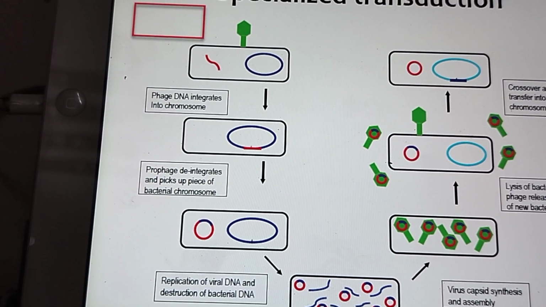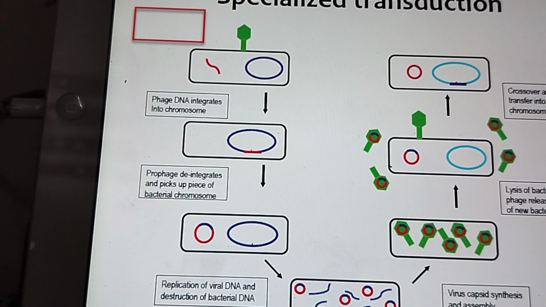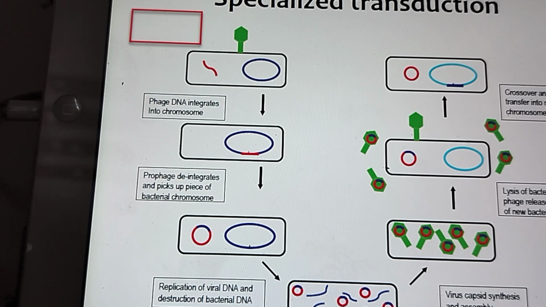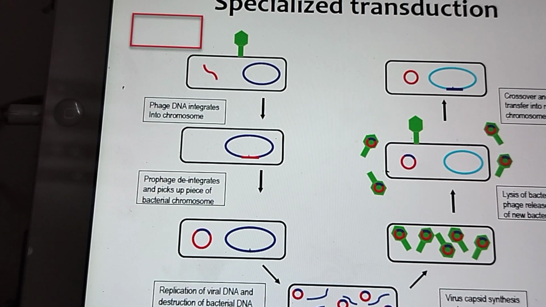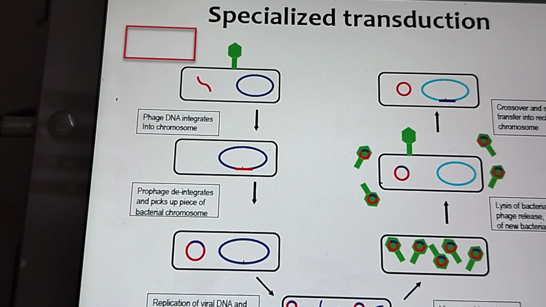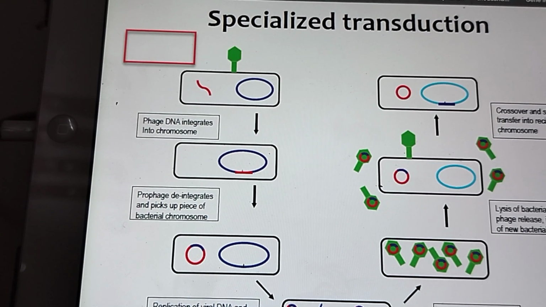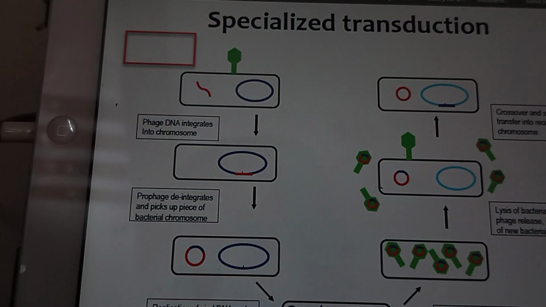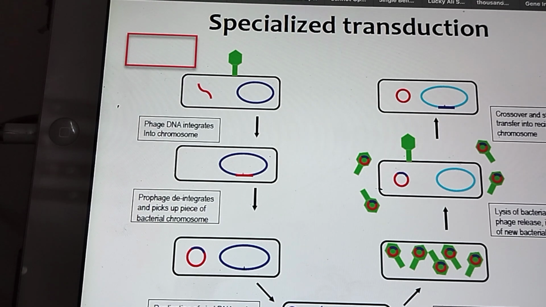Now, how is it different from generalized transduction? It does not lyse quickly. It is capable of surviving several generations. Due to detachment from the bacterial chromosome, a small portion of bacterial DNA remains attached to the viral DNA and is packaged into the new capsid. Now, the most important point: these are closely related strains which show similar sites, whereas in generalized transduction, less specific bacterial strains are used, but its frequency is quite high and no progeny is produced. Whereas the frequency of specialized transduction is low, but prophages are formed.